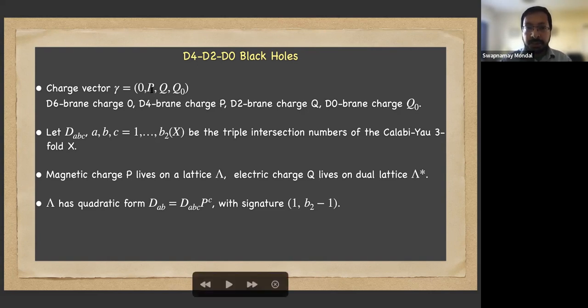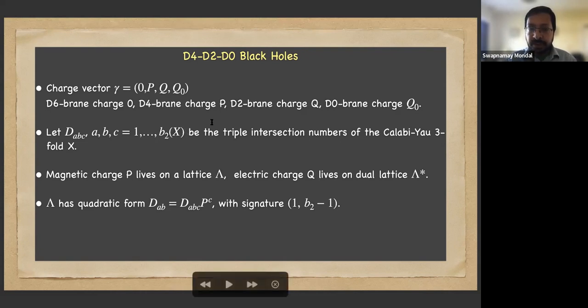So there is a D4 brane charge, which we call P. We'll also refer to it as magnetic charge. And then Q is the D2 brane charge, and Q0 is the D0 brane charge. P and Q are vectors. They are multi-component objects, but Q0 is a number. The dimension of these vectors P and Q is the second Betti number of the Calabi-Yau threefold. This has to do with the number of ways the D4 and D2 branes can wrap the internal cycles. They all give rise to different kinds of gauge fields, and therefore these electric and magnetic charges are multi-component objects.